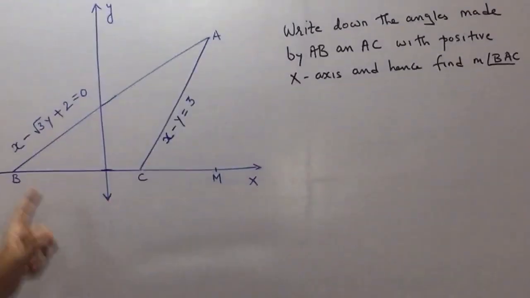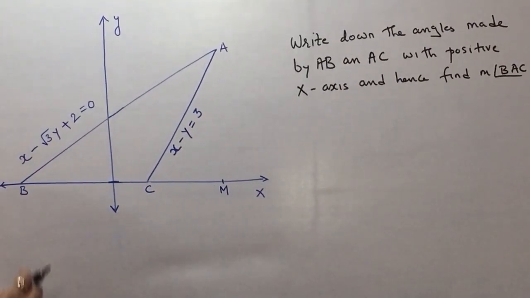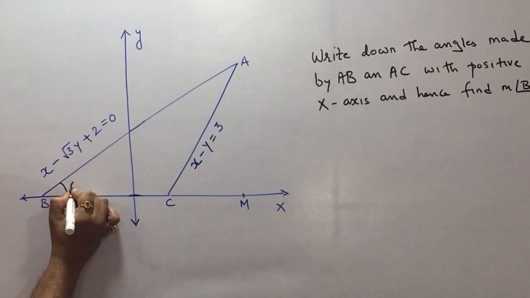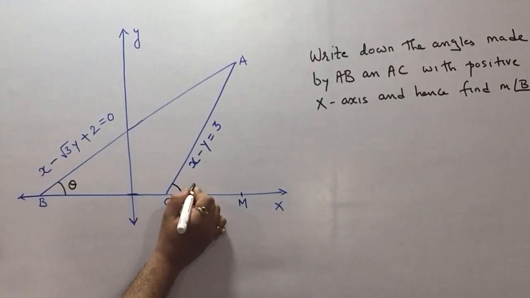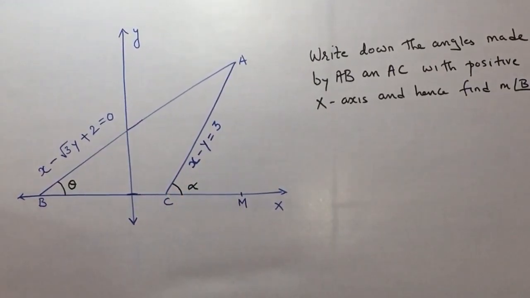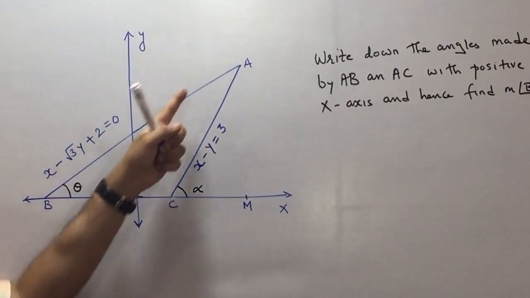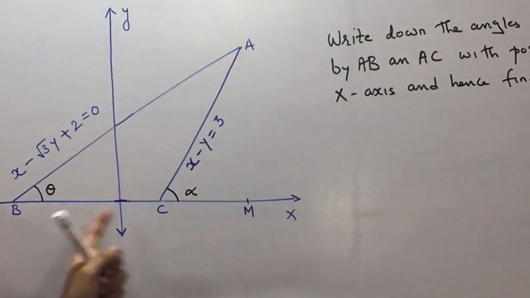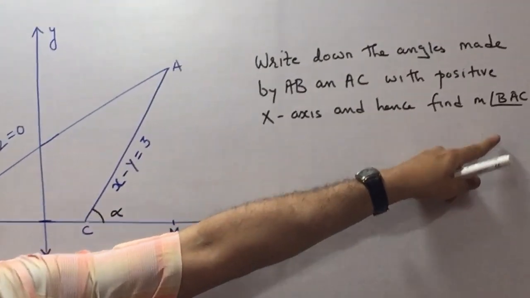We want to find out these two angles, so let us name them from our side. Let AB make an angle of theta with positive x-axis, and let AC make an angle of alpha with positive x-axis. So we are supposed to find theta, the angle made by AB with positive x-axis, and alpha, the angle made by AC with positive x-axis. After finding that, we need to find measure angle BAC.